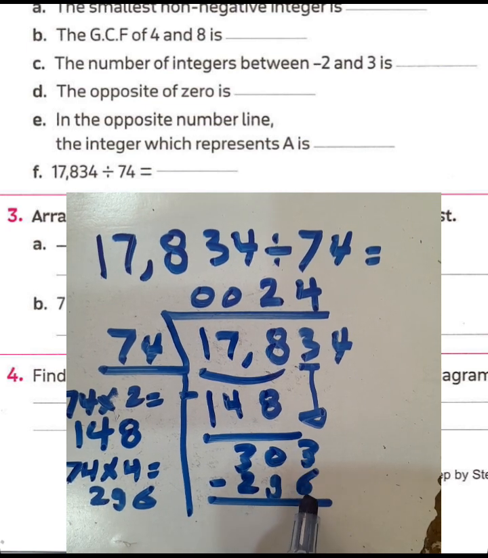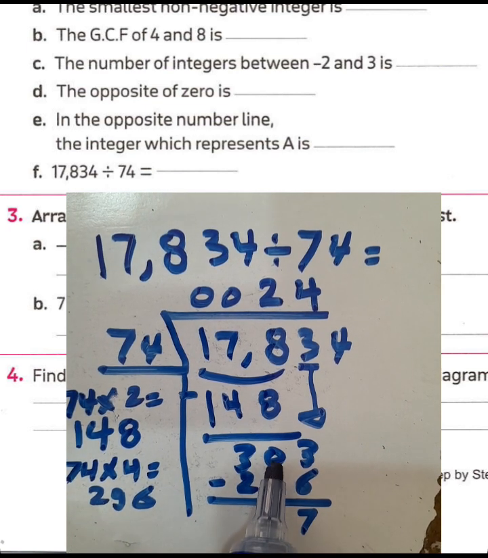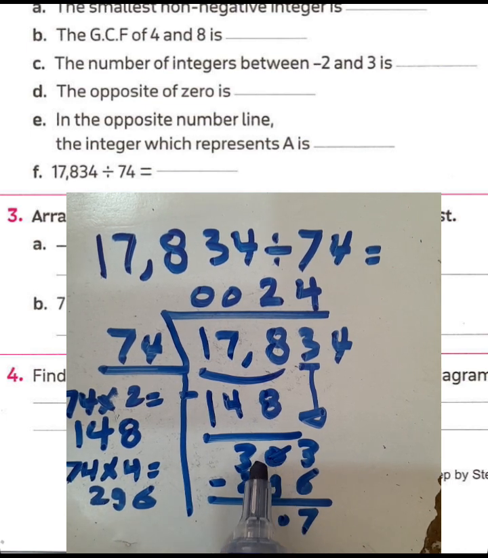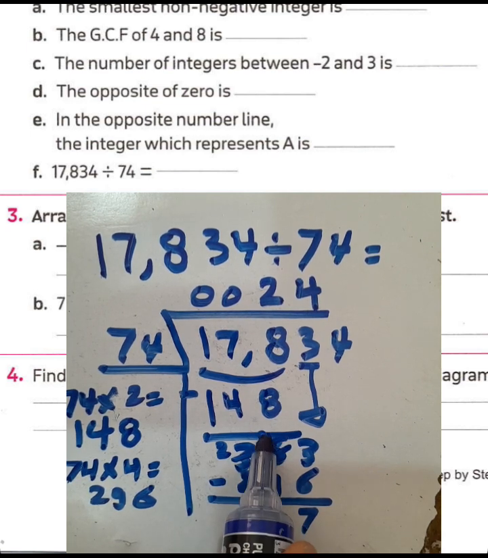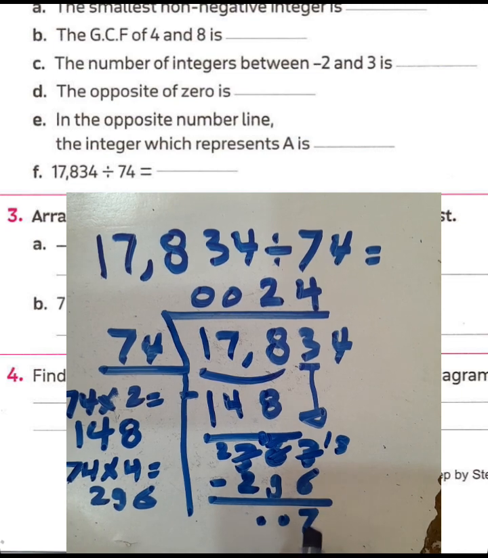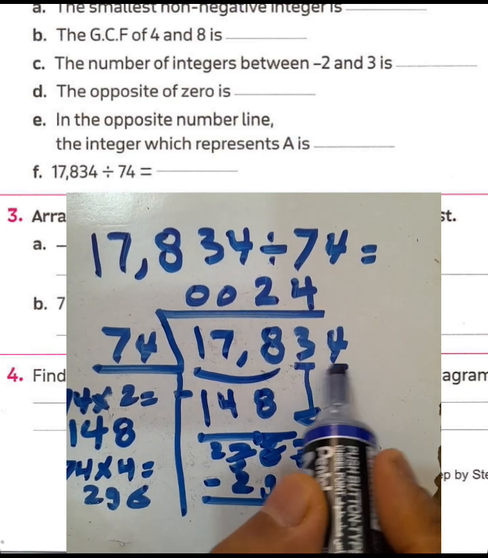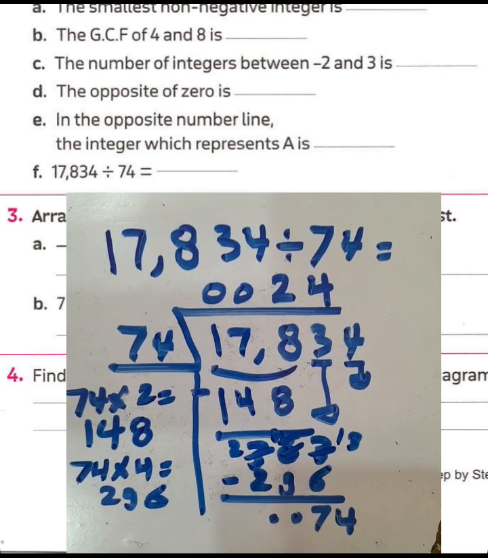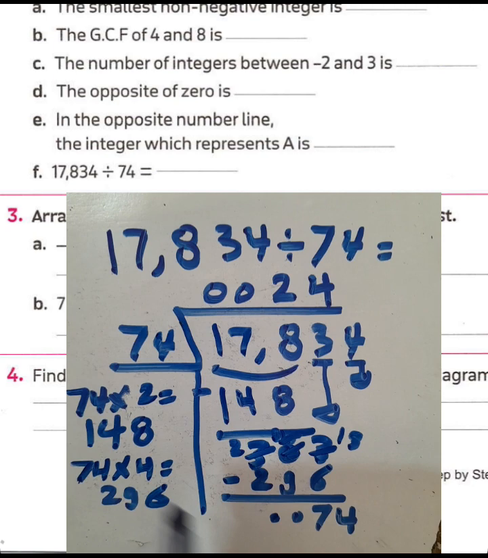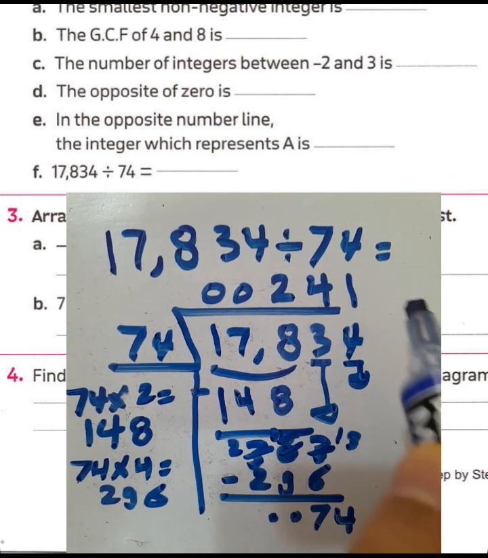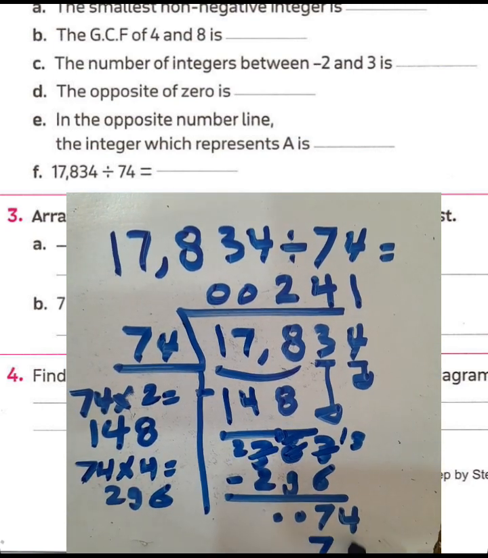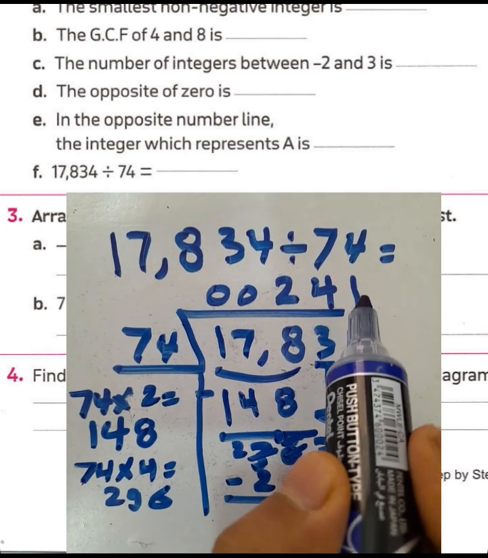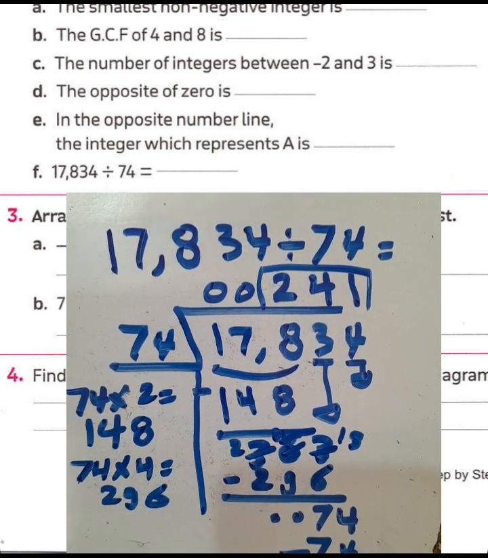It will be 13 minus 6 equals 7, and 9 minus 9 equals 0, 2 minus 2 equals 0 here, because we borrow 1 from 3 here. 3 will be 2 and 0 will be 10. Borrow 1, 2 will be 9 and 3 will be 13. 13 minus 6 equals 7. And then drop the next number here, 4. Then we have here 74. 74 divided by 74 will be 1, because 1 times 74 equals 74. Then the quotient here will be 241.